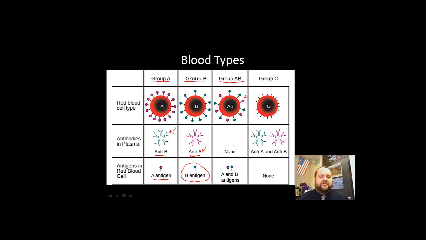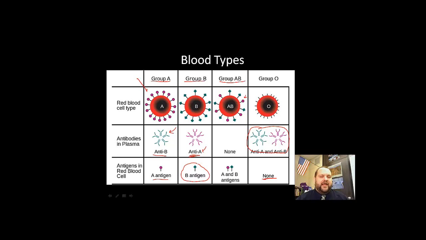So the problem is they can't make any antibodies. They can't make them. Because if they make antibodies, they're going to end up attacking their own cells. So they can't make any of them. And then type O has none. So they can make everything. They don't have to worry about attacking themselves. So their body ends up making both weapons. Both weapons.